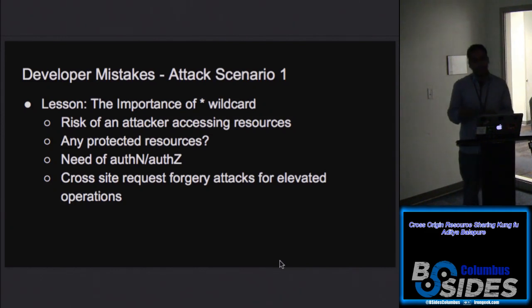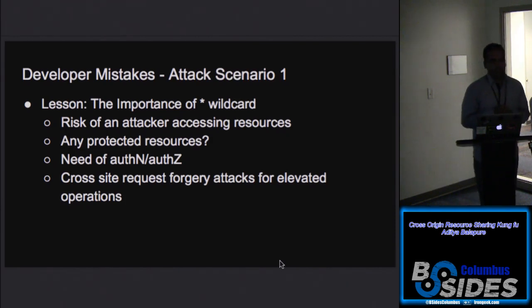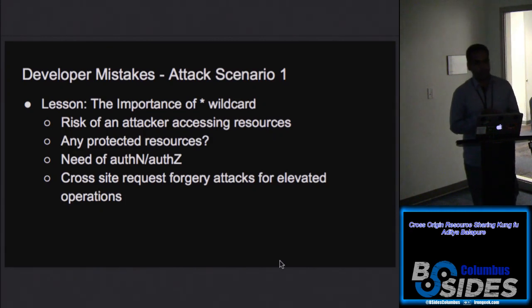So if you're allowing the star wildcard, please make sure you're only allowing specific functions which are not privileged functions. It could be some public functions which you don't really care about. If you specifically want to allow any protected resources, make sure you ask for credentials, ask for cookies and things like that, basically to protect the user in this case.